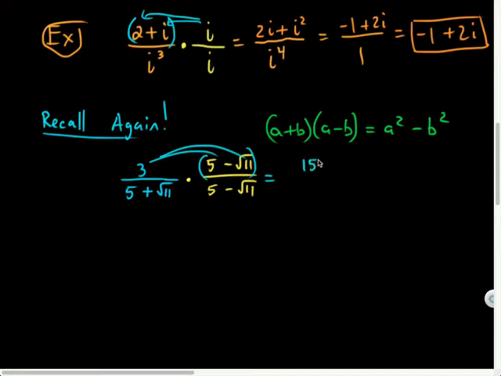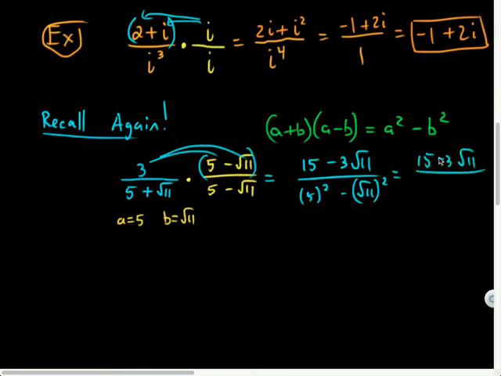So, up top, I'm going to have to distribute here, right? So that's 15 minus 3 square roots of 11. Why isn't that just the square root of 33? Because 3 is not a radical, and even if it was, the index would have to match as well, right? So, just checking. For the denominator, let's just use the pattern. A is 5, B is the square root of 11. So let's plug it in the pattern. It'll be a squared, which is 5 squared, minus the square root of 11 squared. 5 squared is 25 minus root 11 squared?